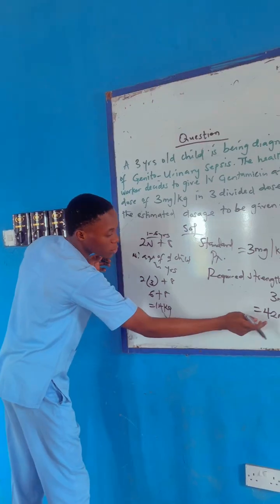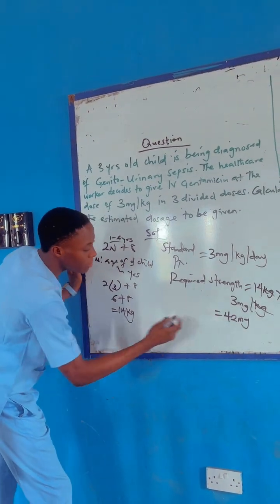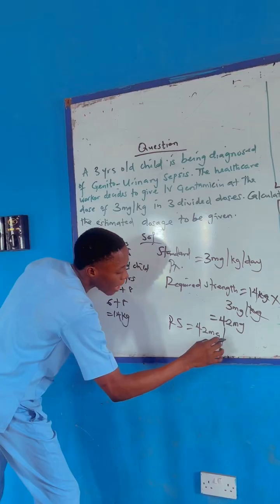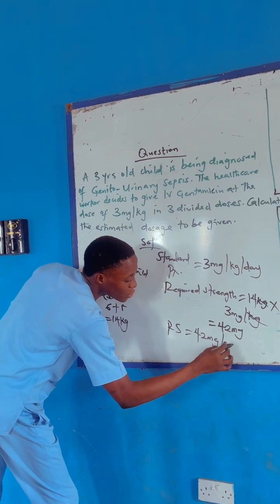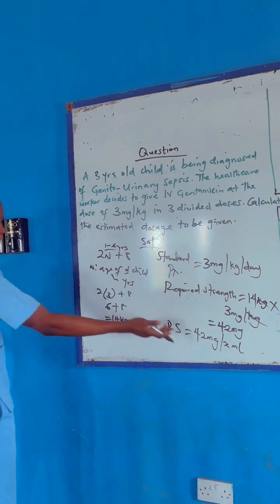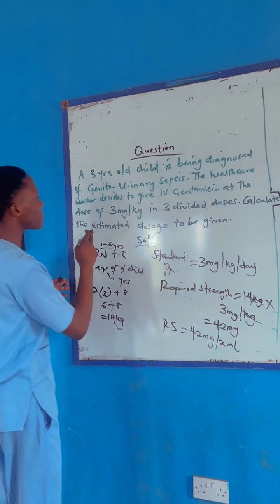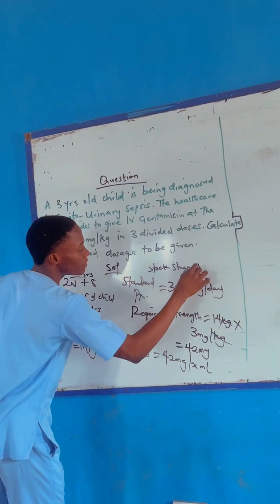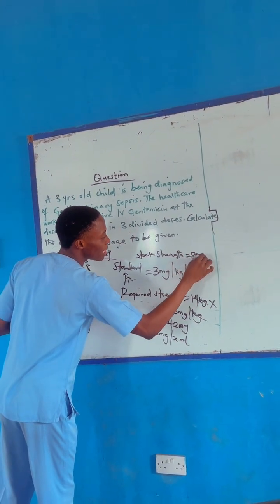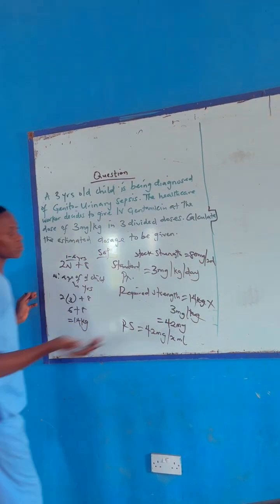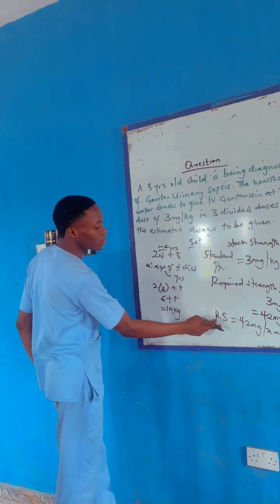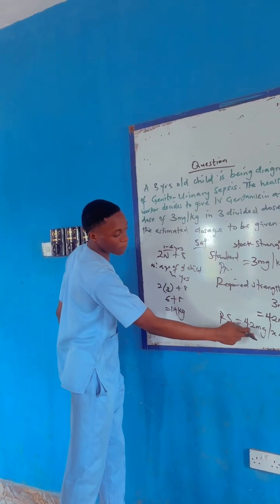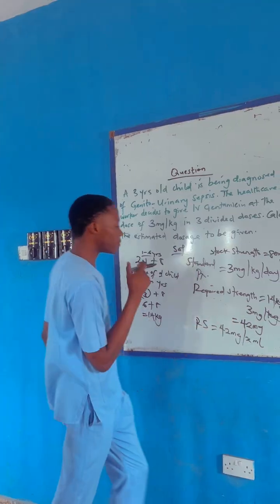Since we have our required strength to be 42 mg, we now need the volume, which we don't know. So we assume it to be x. Our stock strength, that is the actual dosage of gentamicin, is 80 mg per 2 ml. So now we are looking for our required strength in ml. We have gotten the milligram, so we are to calculate for the ml now.